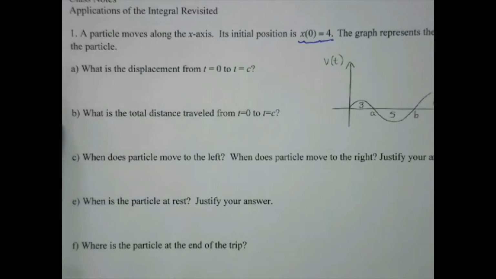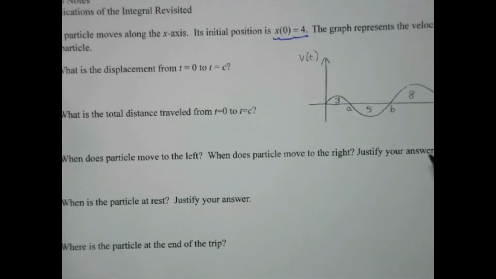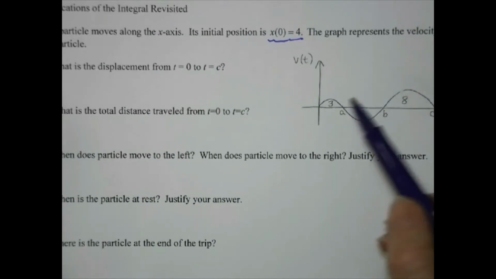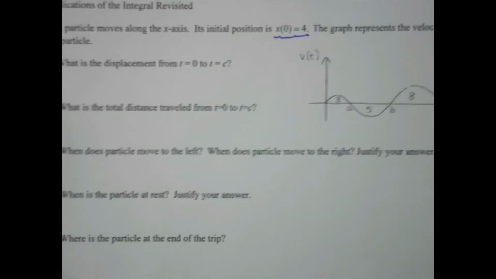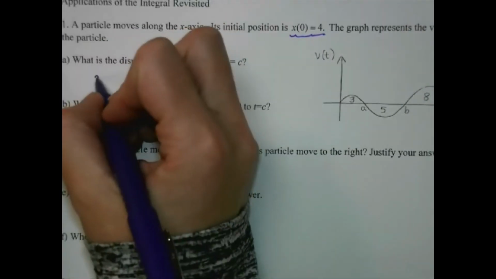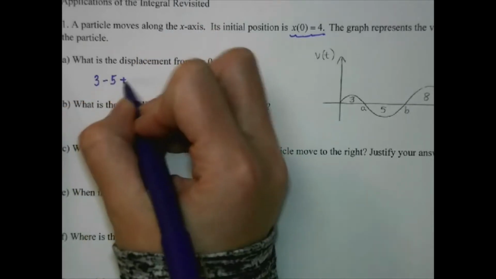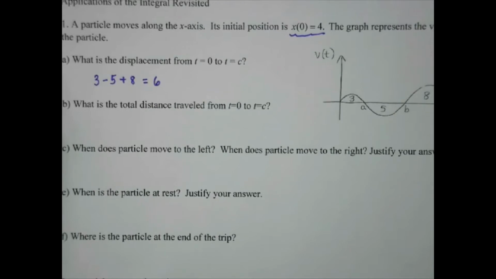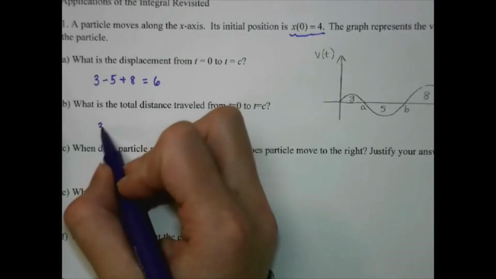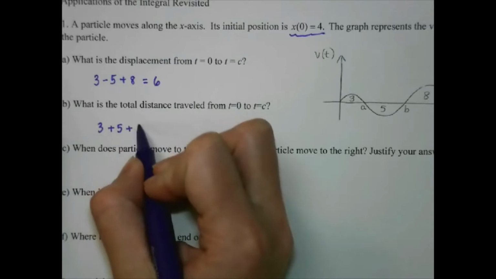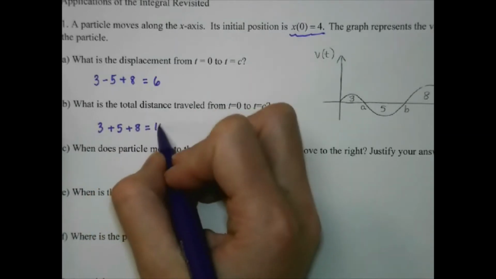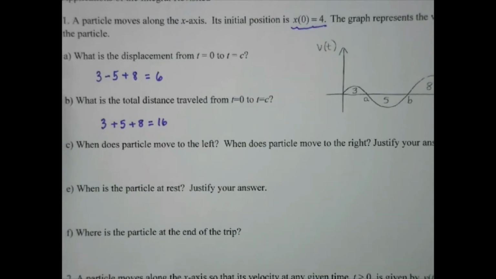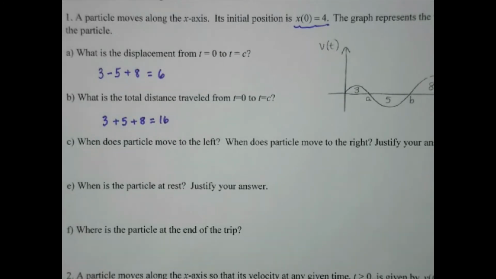So for this one, displacement, we're going 3 to the right, 5 left, and then 8 to the right. So we're going to just do 3 minus 5 plus 8 is going to give me 6. Total distance, though, is going to be 3 plus the 5 plus the 8. So that's 16. Okay. When does the particle move to the left and when does it move to the right?